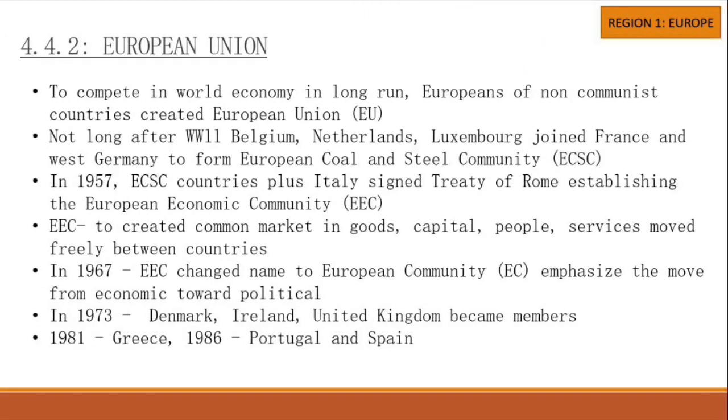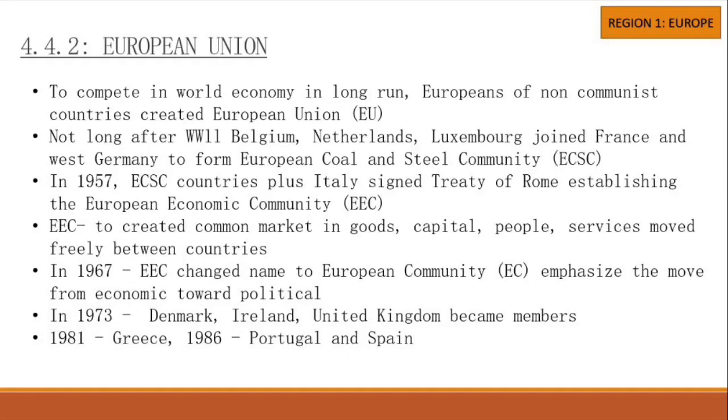The next organization in Europe is the European Union. To compete successfully in the world economy over the long run, Europeans in the non-communist countries created the European Economic Community, or EEC. It is also known today as the European Union. Not long after the end of World War II, Belgium, Netherlands and Luxembourg joined together in the Benelux Customs Union. And in 1952, the Benelux countries joined France and West Germany to form the European Coal and Steel Community, called ECSC.